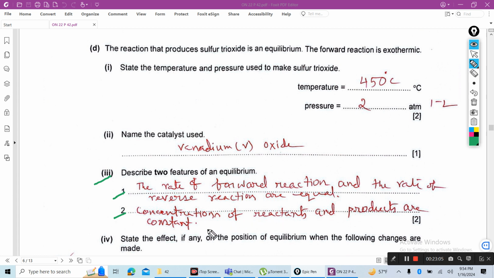But you don't write the same. Concentration of reactant and product remains same. You don't write this. Remain constant, you write.